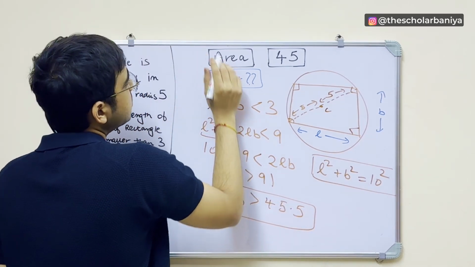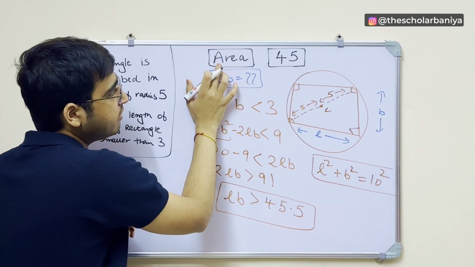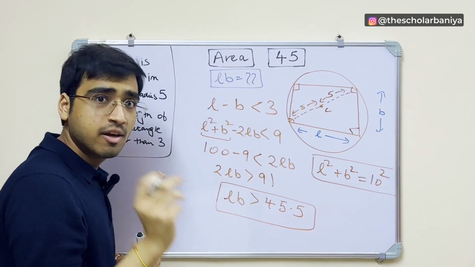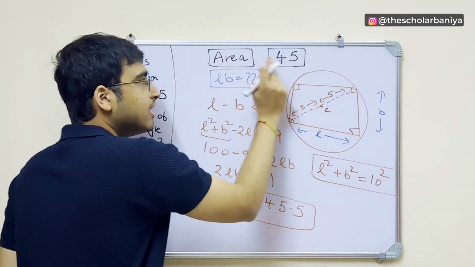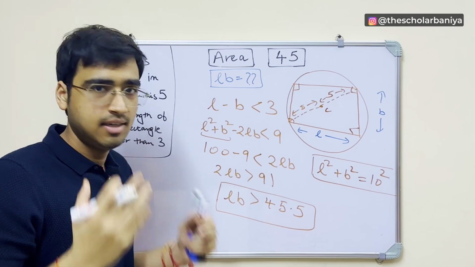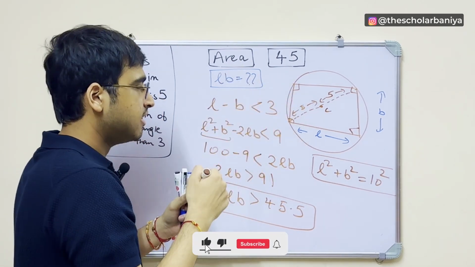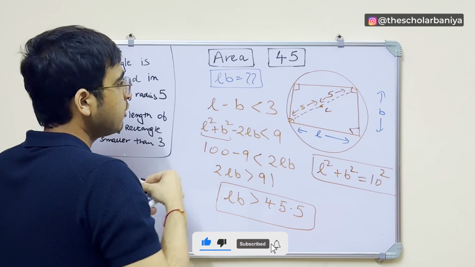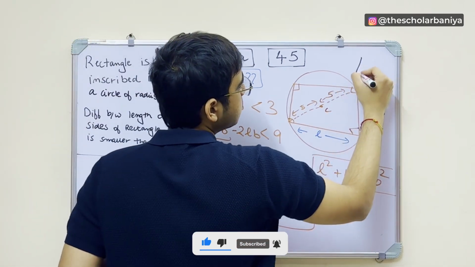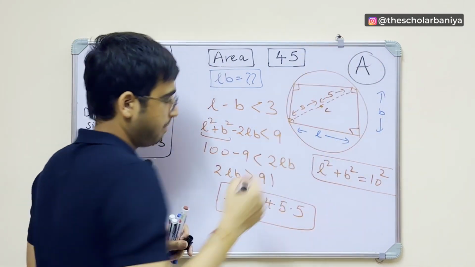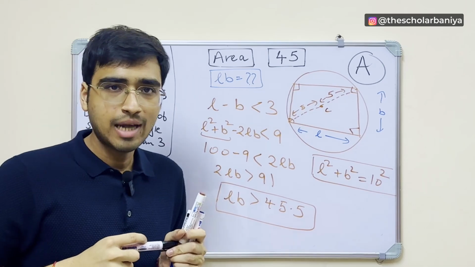So this is greater than 45.5, and obviously the other quantity is 45, which means the area is automatically greater than 45, which means the left side is greater than the right side. So that is why your final answer becomes A. I hope this should be absolutely clear.